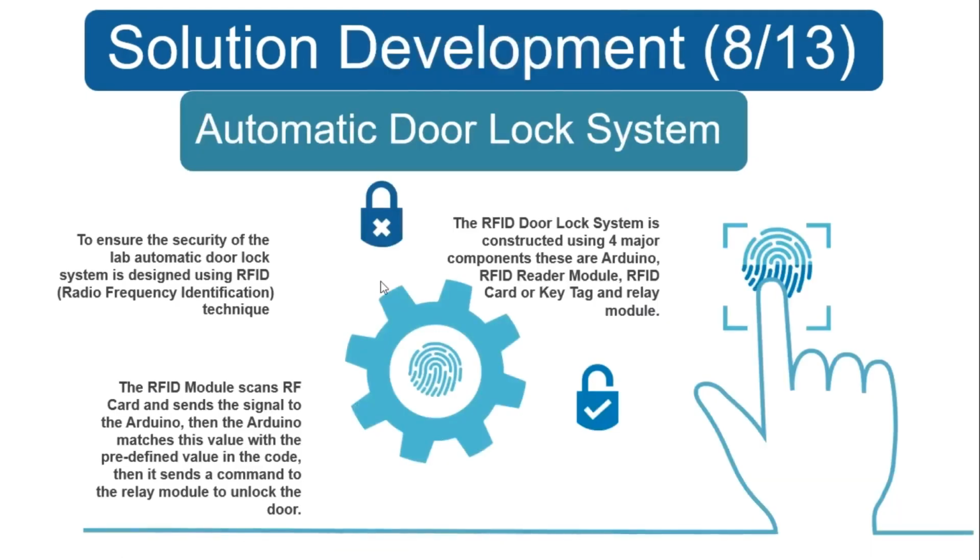As we all know, our labs have very expensive machinery and components. So to ensure the security of the lab, an automatic door lock system is designed using RFID. The RFID module scans the RF card and sends the signal to the Arduino. Then the Arduino matches these values with the predefined values in the code, and then it sends a command to the relay module to unlock the door. And then the door will open only for the relevant person. Not everyone can enter the lab.